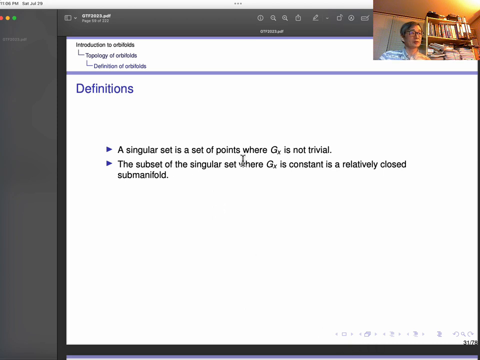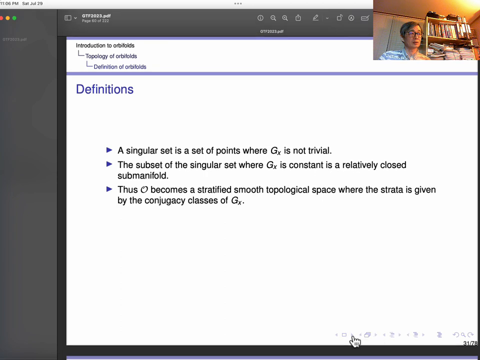So the singular set is the set of points where Gx is nontrivial, and the subset of the singular set where Gx is constant is a relatively closed submanifold. Okay, so because of this property, the orbifold becomes a stratified smooth topological space, where the strata are given by a fixed conjugacy class of Gx.